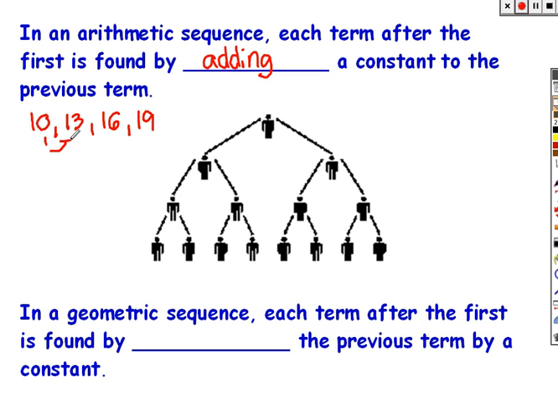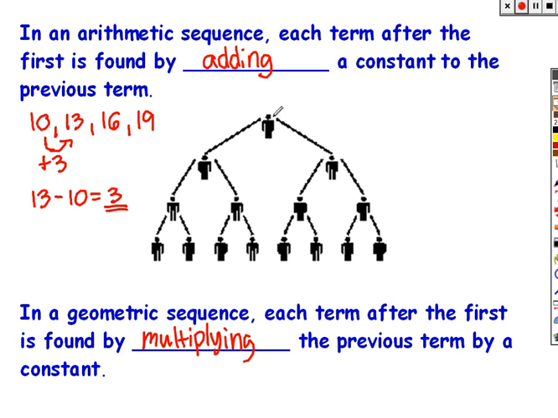And that constant that we're adding, we'd call that the constant difference, because if I take any term and subtract the previous term, I would get that value. In a geometric sequence, each term after the first is found by multiplying the previous term by some constant.